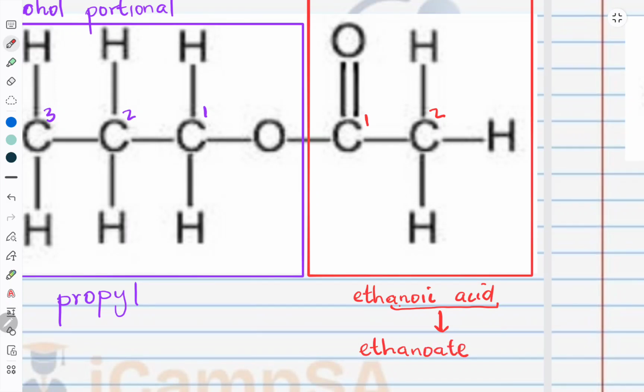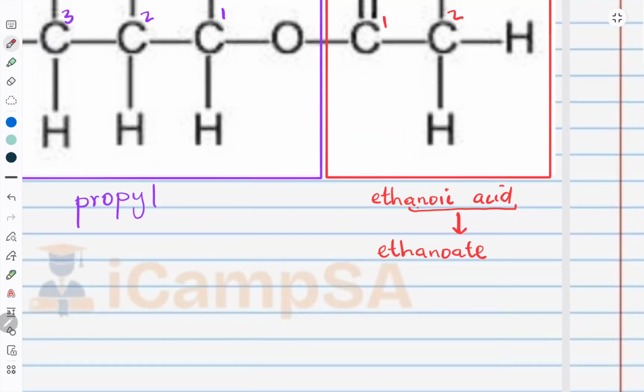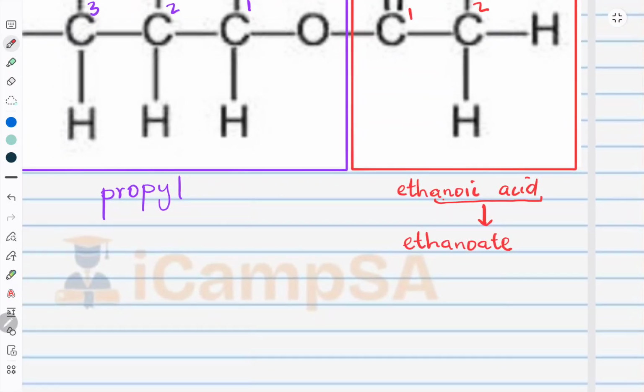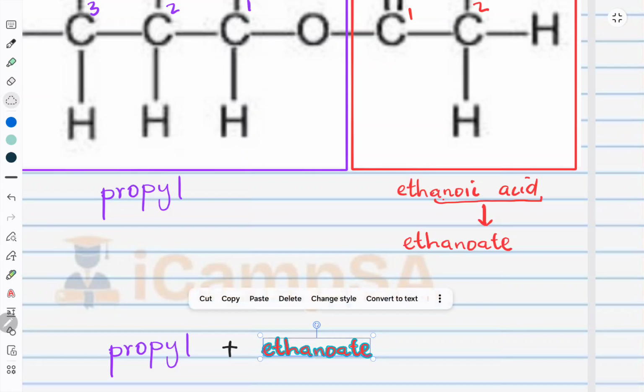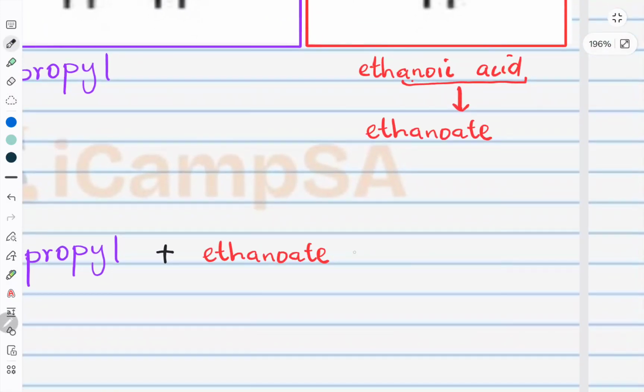All right, and then at the end we combine these two names, so it's propyl, the alcohol portion, plus ethanoate, which comes from the carboxylic acid portion, and then this gives us our IUPAC name, propyl ethanoate. So that's our IUPAC name.